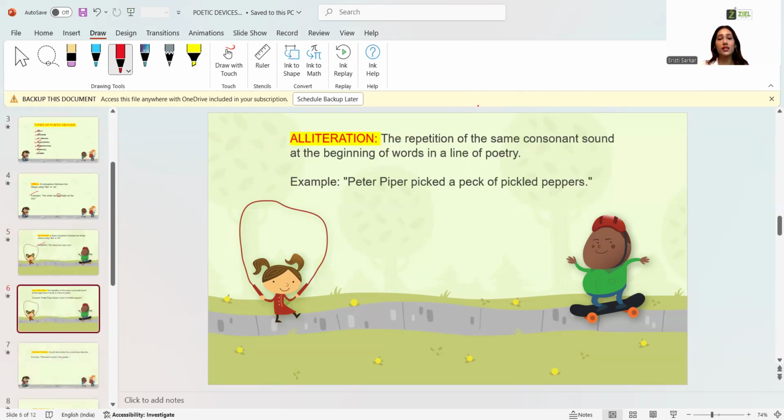Alliteration. The repetition of the same consonant sound at the beginning of words in a line of poetry. For example, Peter Piper picked a peck of pickled pepper. Sounds like a tongue twister. So in alliteration, every word in the line of poetry starts with the same letter or the same consonant sound. Why does the poet do this? Maybe to create rhythm. So this is an example of alliteration. Every word is starting with the same letter or same consonant sound.